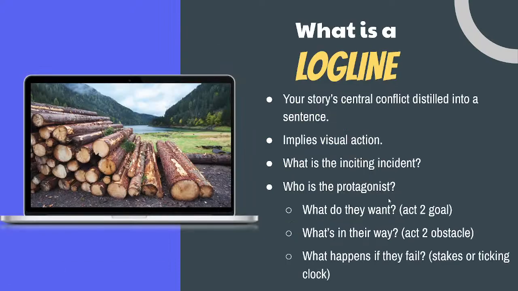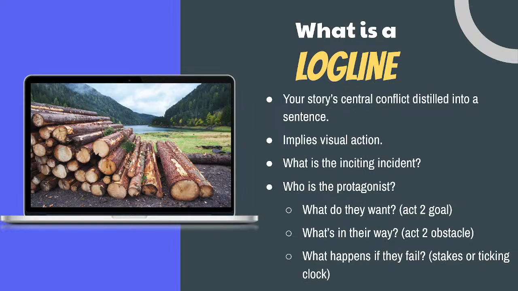Okay, so shall we do loglines? What's a logline? Your story's central conflict distilled down to just one single sentence. There's the occasional logline you'll see that's two sentences, but almost every one that I've seen that has been two sentences, my first thought has been, well, that could have been one sentence. So try to make it one sentence. We're going to answer this question: what is the movie about?